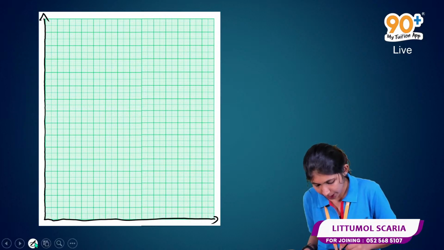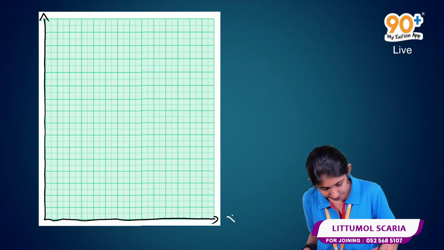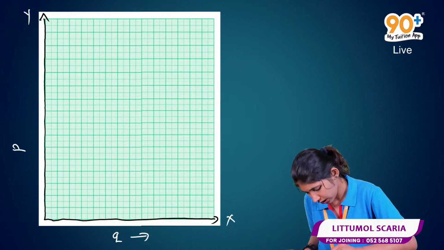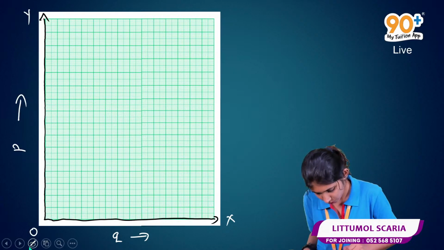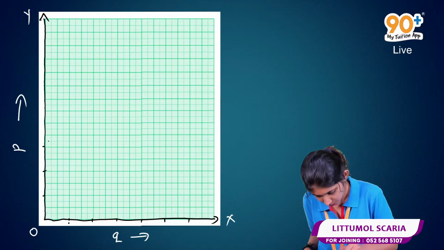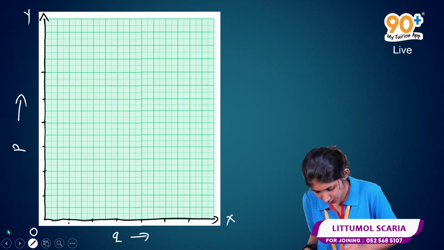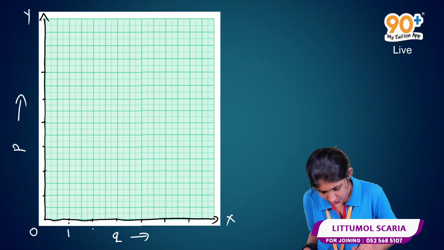I'm going to take 2 boxes. This time I'm going to take 2 boxes so that I don't have to zoom each and every time. Okay? So here comes your Q. Here comes your P. 0. Then 1. Okay, in your exam, I don't want you to get confused. Just for the sake of you to see, I am doing this. Okay?